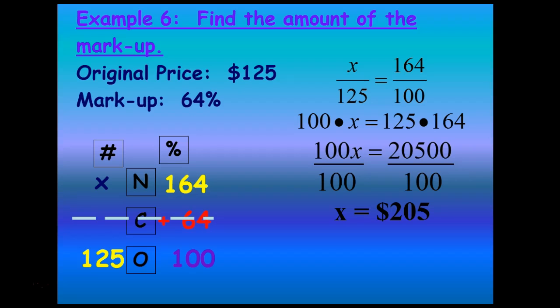Now, in order for us to find the amount of the markup, we're once again going to have to subtract the new and the original. So the amount of the markup is 205 minus 125, which will be $80.